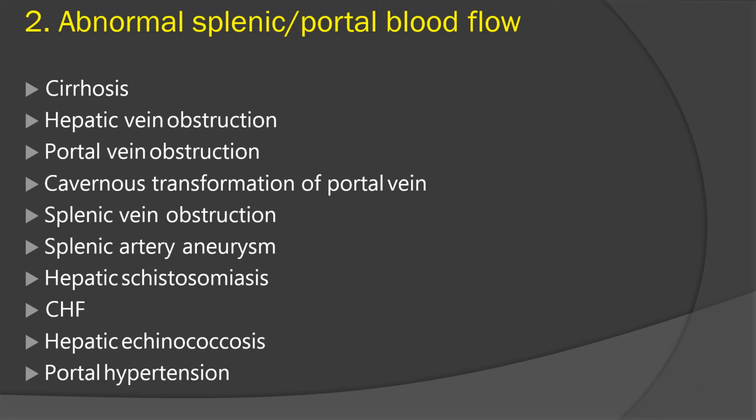Abnormal splenic or portal blood flow, that is cirrhosis, hepatic vein obstruction, portal vein obstruction, cavernous transformation of portal vein, splenic vein obstruction, splenic artery aneurysm, hepatic schistosomiasis, congestive heart failure, hepatic echinococcosis, and portal hypertension.